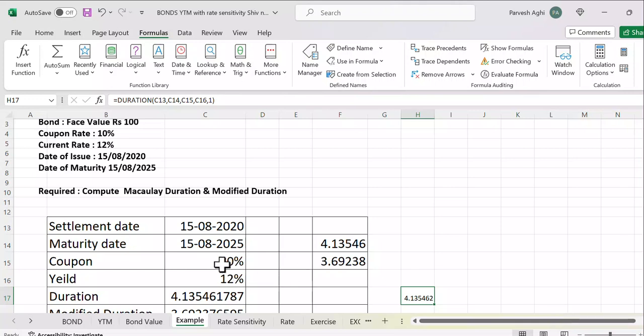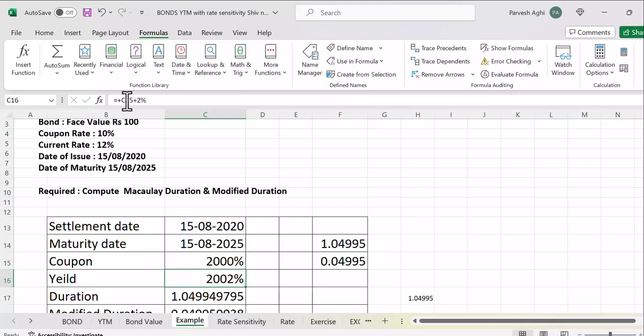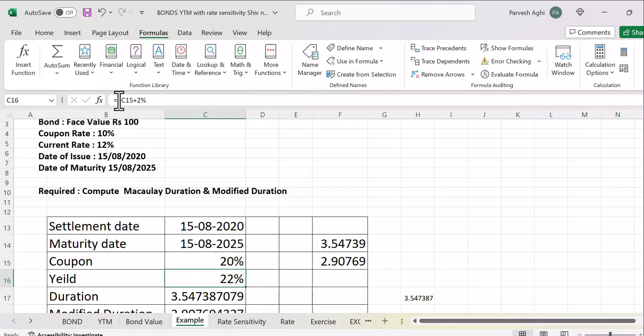Now let's say I increase the coupon rate to, for example, 20%. What will happen to the Macaulay duration? Will it go up or go down? It will go down, yeah. So let's say 20%. It is going down to 3.54. What I have done is keep the yield also pegged to this. So here C is 15 plus 2%. There is a difference if you look at this formula, it is 10 and 12.